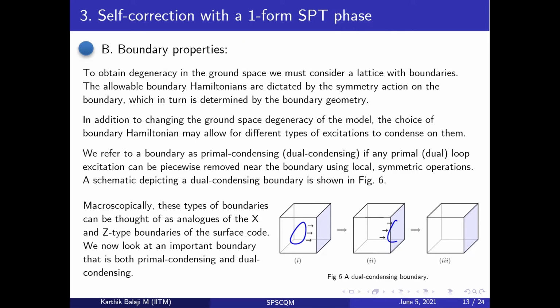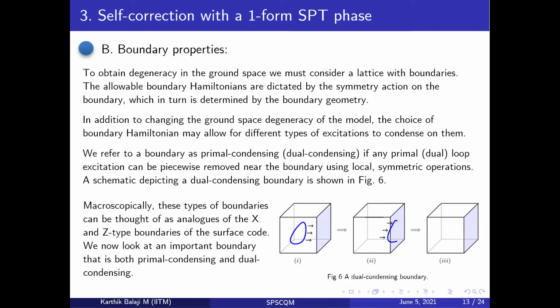So we refer to a boundary as primal condensing or dual condensing if any primal or dual loop excitation can be piecewise removed near the boundary using local symmetric operations. A schematic for a dual condensing boundary is shown in figure 6 over here. Now macroscopically, these types of boundaries can be thought of as analogous to the X and Z boundaries of the surface code that we've seen.